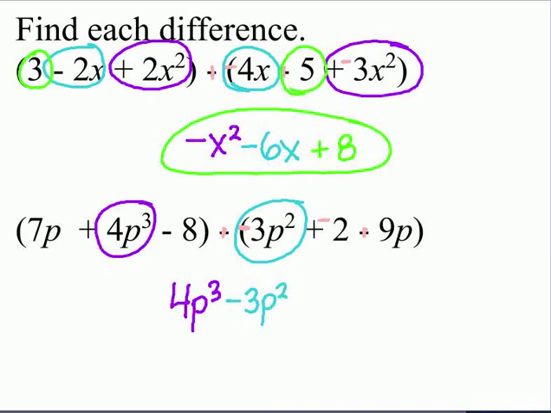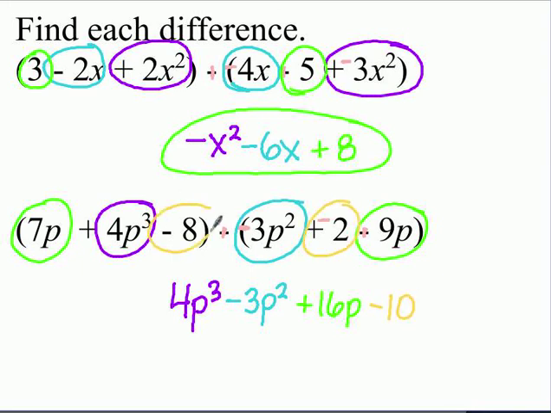Okay. What's my next term going to be? 16p, and that comes from the 7p and the 9p. And then, what's my final term going to be? Negative 6. The negative 10 from the negative 2 here and the negative 8 here. Biggest thing you need to remember with subtraction, you've got to switch the signs. Questions?